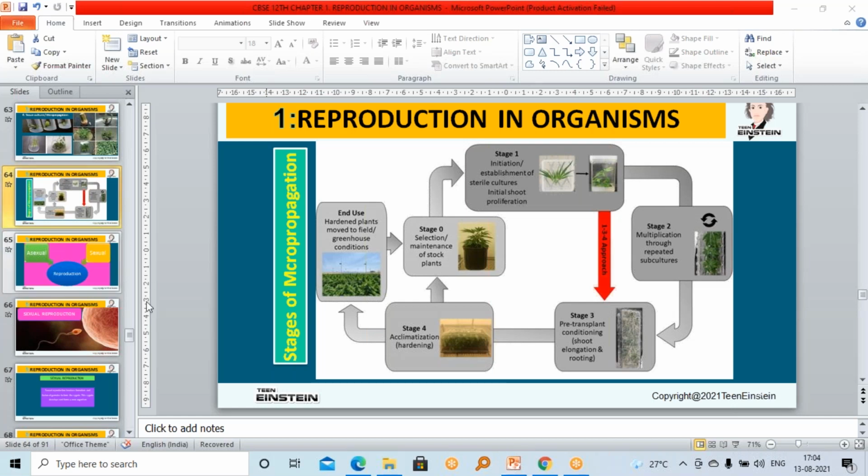Do you have any doubts? Any part I need to repeat? Is it clear up to this? Do you have any confusion in tissue culture methods you want me to repeat? Okay, clear. What about other students? Anyone having any doubt, you can ask.